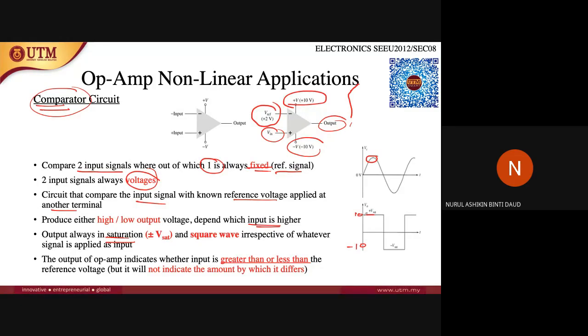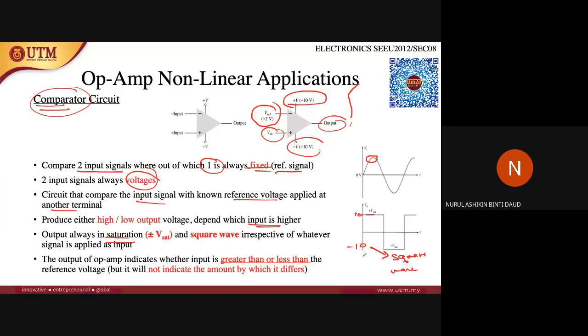Because of this saturation mode, the output signal will always be a square wave. Due to the limitation from the DC supply here, the output signal is always a square wave, no matter what the input signal is. Usually the input signal is a sine wave or triangular wave, but it is most common with a sine wave. No matter what the input wave is, the output will always be a square wave.